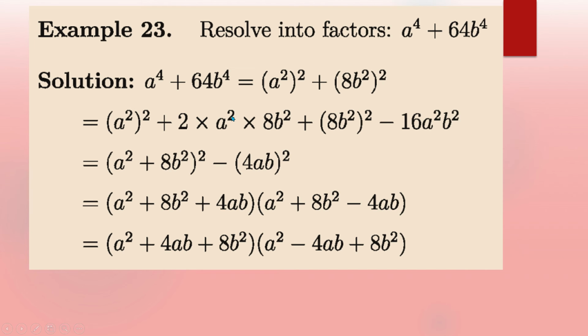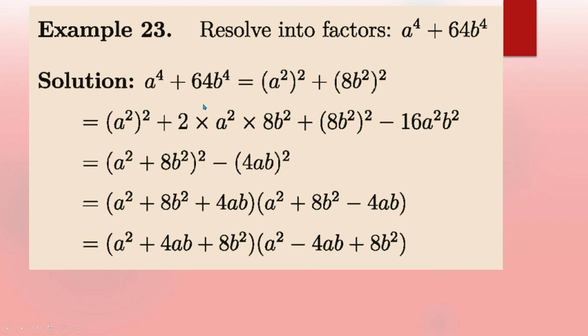a square means here a, and 8b square means here b. So a square plus 2ab plus b square. Here b means 8b square, minus 16a square b square, because here it is 2 into 8, which means 16, and a square b square means 16a square b square. This is taken, but in this equation there is no 16a square b square, so to vanish this, we have to take minus 16a square b square.